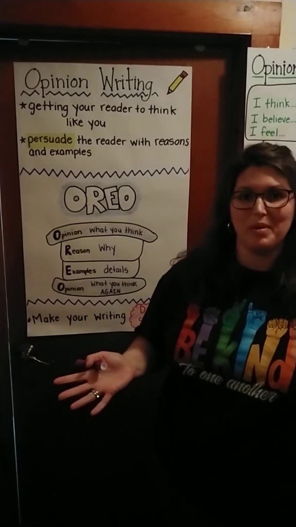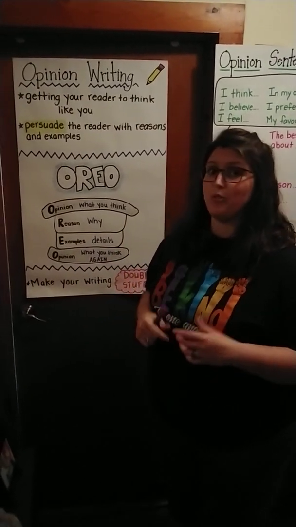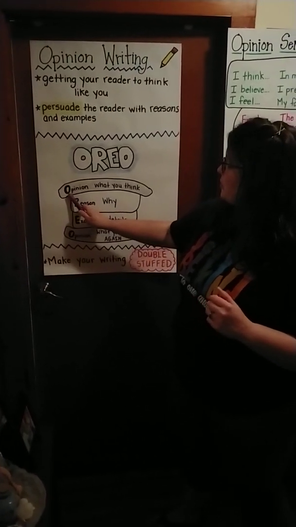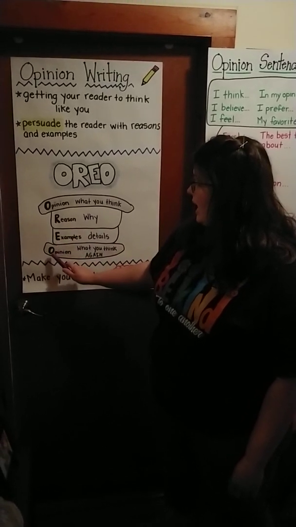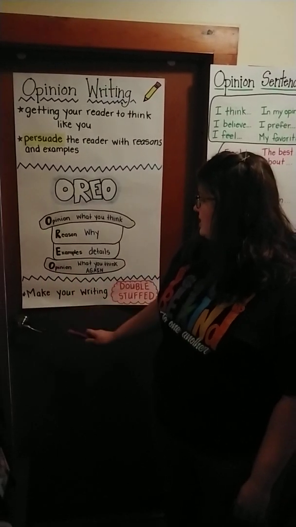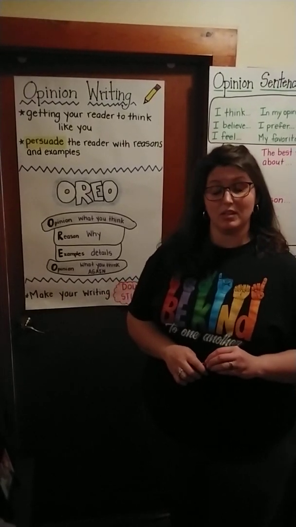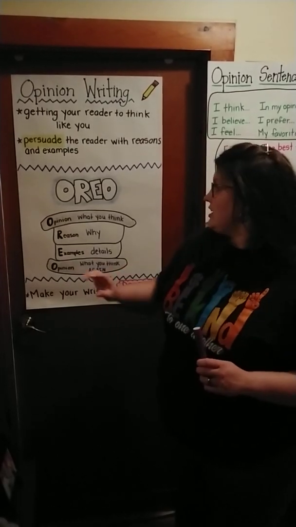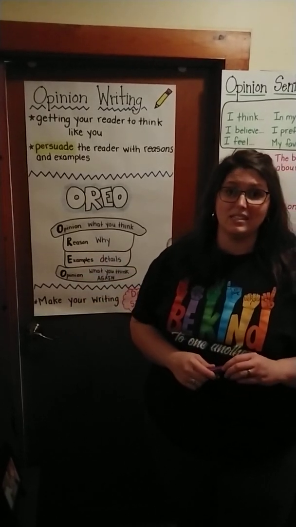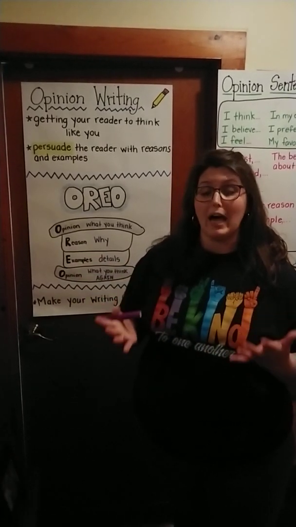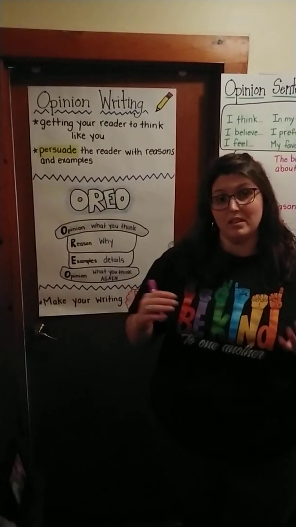And a way that I like to remember how to set my paper up is I remember the word OREO, and I remember what an OREO looks like. So remember, we want to start with our opinion, give reasons and examples, and then state your opinion again. And then at the end, I wrote, make your writing double stuffed, because a double stuffed OREO has lots of cream in there. So the middle of our paper, when we write our reasons and examples, the more reasons and examples that you give, the more likely that person is going to start to think like you. So you will persuade them to think like you.